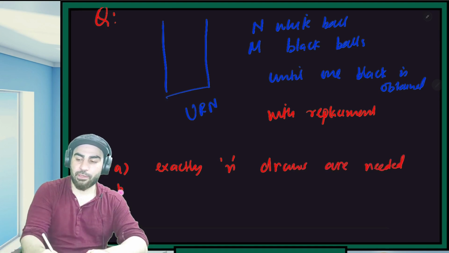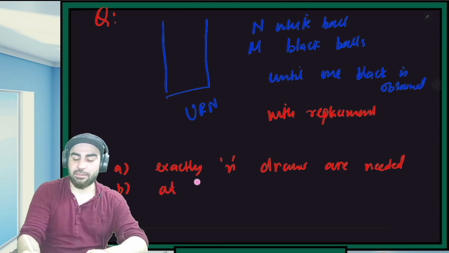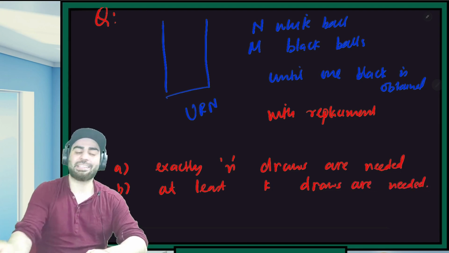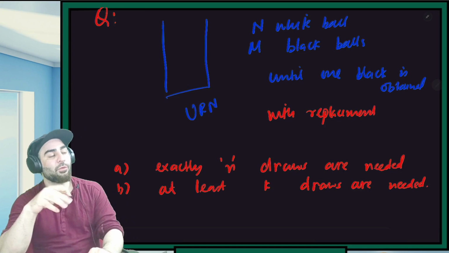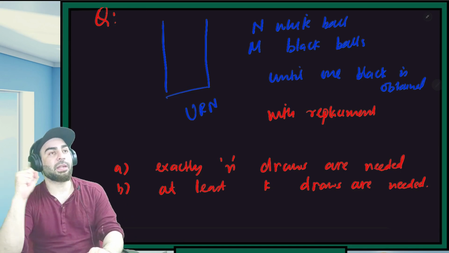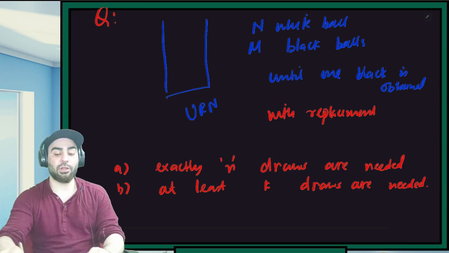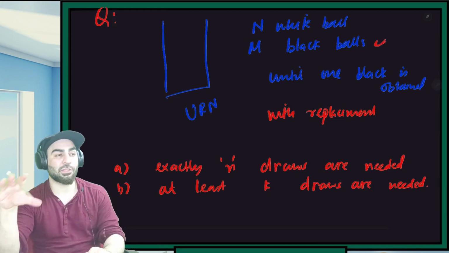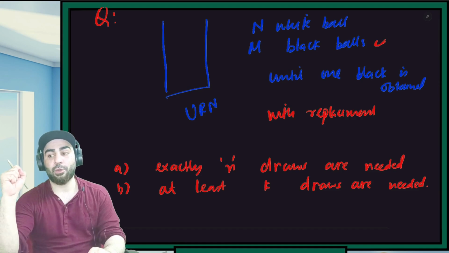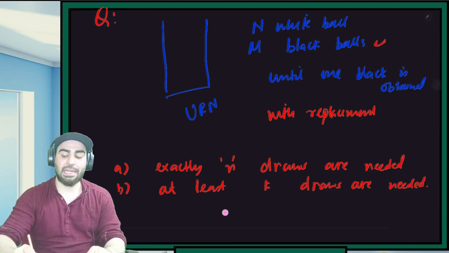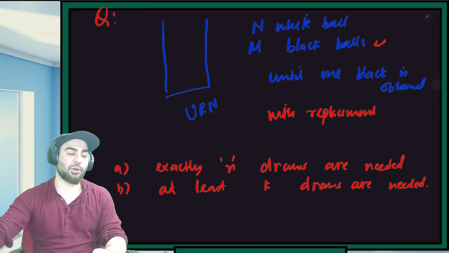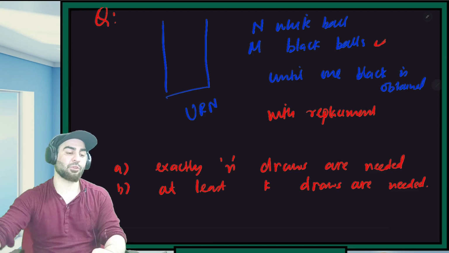And part B of this question is: at least k draws are needed. You can clearly see that this is a geometric process, because once you start drawing balls, you will stop only when you get a success. Here you will only stop if you get one black ball, because a black ball is considered a success, and balls are drawn with replacement. Now the question is to compute the probability that exactly n draws are needed till we get the first black ball, or at least k draws are needed. I'll pause here for at least a couple of minutes to give you time to solve this question, please.